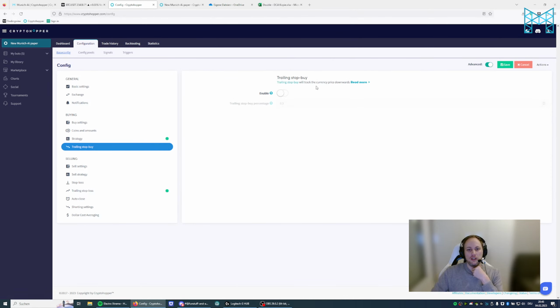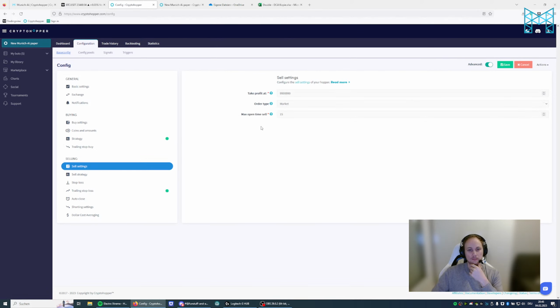Another thing is trailing stop buy. We don't want to use that right now. It's not useful. If you want to know what it is, please Google it. Another setting is the sell settings. In the sell settings, we put it on a really high number because it means it's deactivated. This is take profit. It means if the coin has reached a certain take profit level, then we immediately sell.